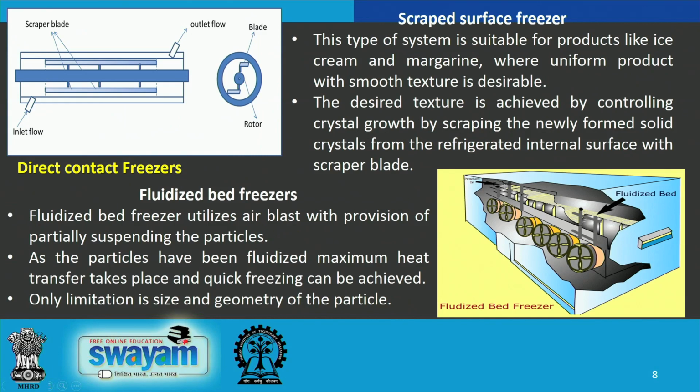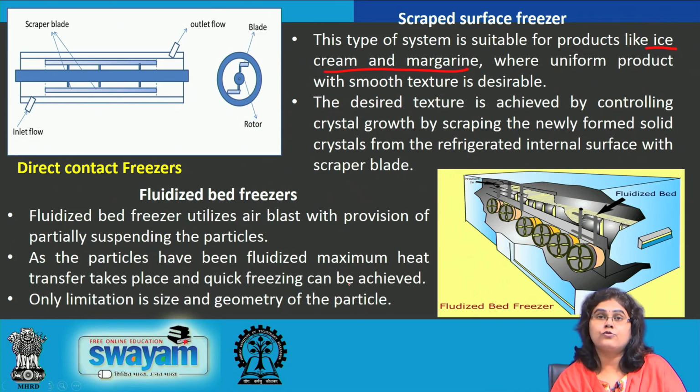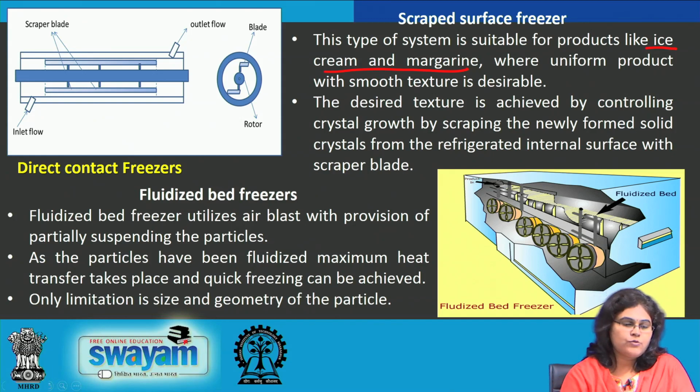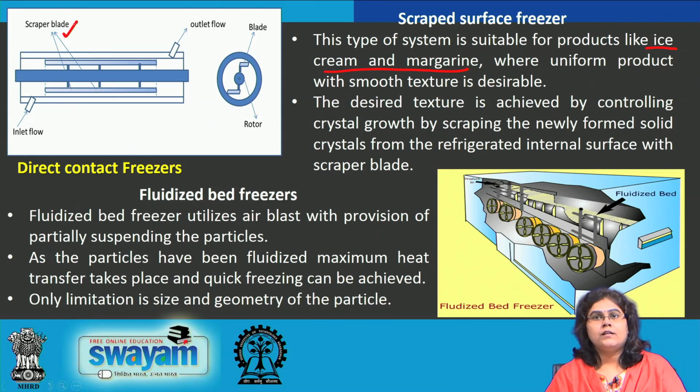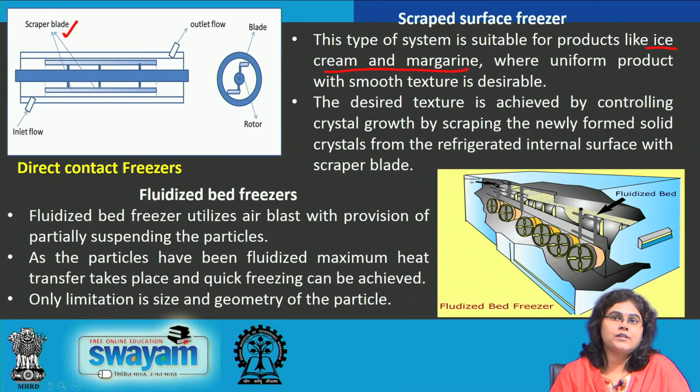The third type of indirect freezer is the scraped surface freezer, and this system is mostly suitable for products like ice cream and margarine, where a uniform product with smooth texture and consistency is desirable. This desirable texture can be achieved by controlling the crystal growth using scraper blades. Here, the crystal growth is controlled by scraping the newly formed solid crystals from the refrigerated internal surface with the help of the scraper blade.